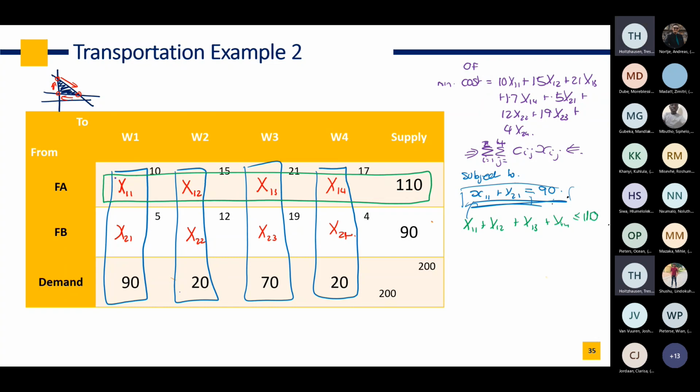So let's find the initial basic feasible solution. It's just the first solution. It's not going to be necessarily the optimal solution. That's the northwest corner method.